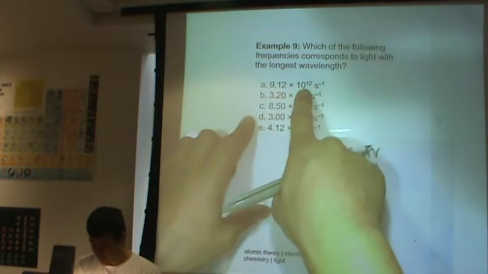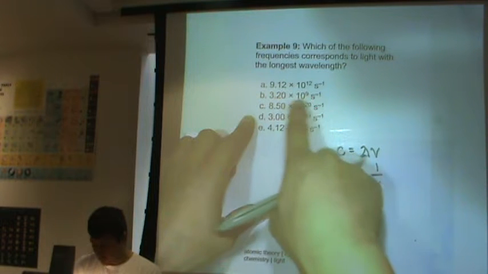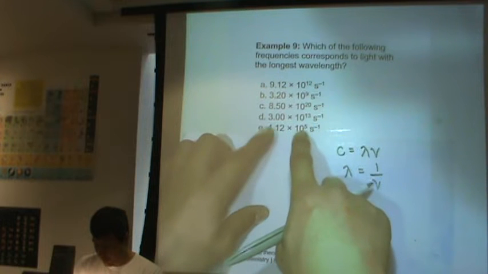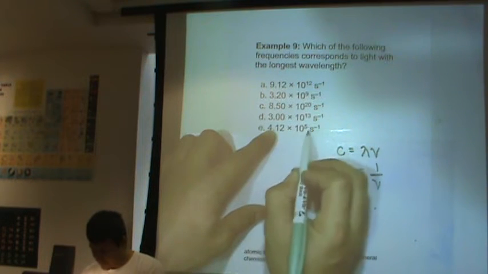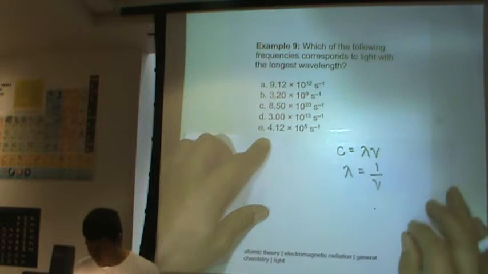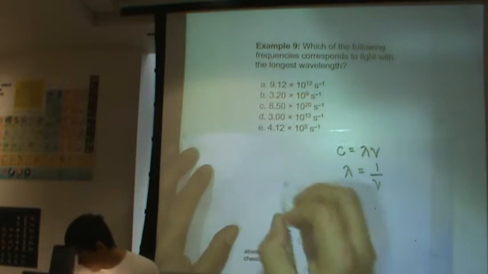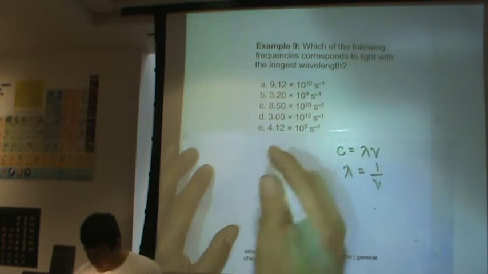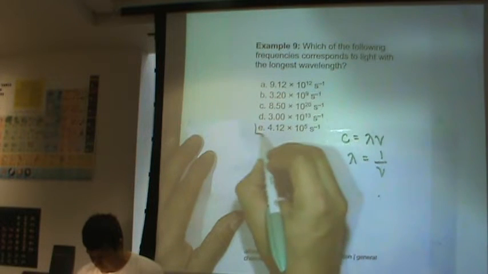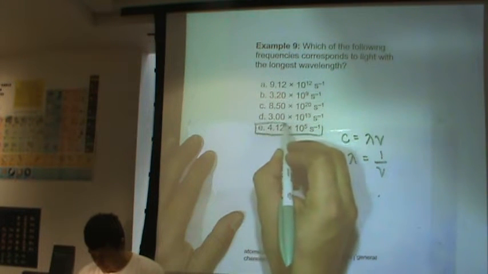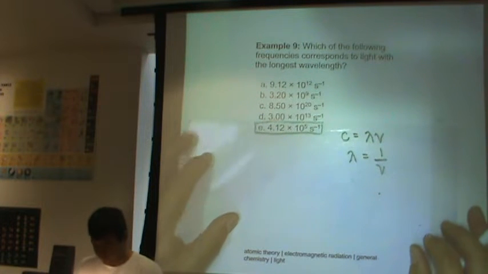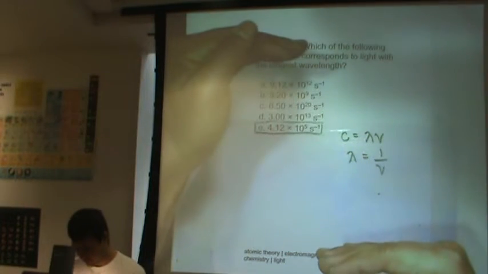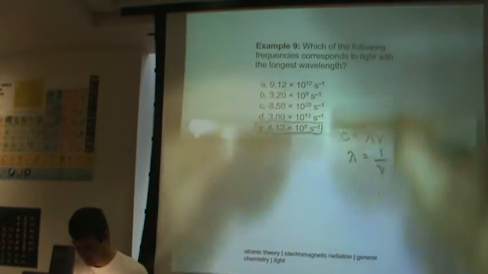So then we have 9.12 times 10 to the 12th, 3.2 times 10 to the 9th, 8.5 times 10 to the 20th, 3 times 10 to the 13th, and then here we have 4.12 times 10 to the 5th. This is the smallest magnitude of frequency. So our longest wavelength is going to be this one, right on my paper, because it has the smallest frequency. Small frequency means long wavelength. High frequency means short wavelength. They are inversely proportional.